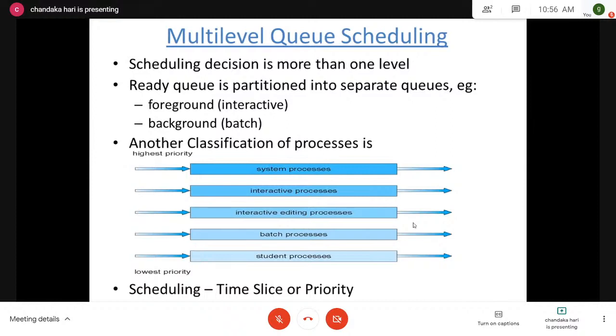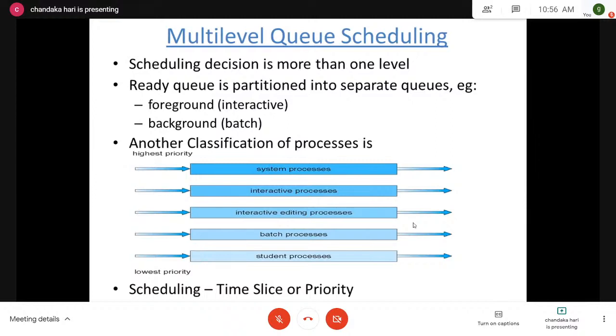Suppose, let us take an example. For this second example, I have been given priorities. The system process queue is the first priority, interactive process is second, interactive editing process third priority, batch process fourth priority, and student process fifth priority. I have been given the priorities of the jobs like this. Then how is it going to be executed?